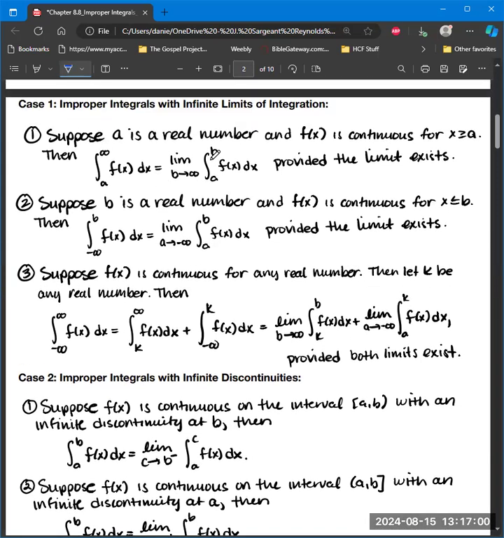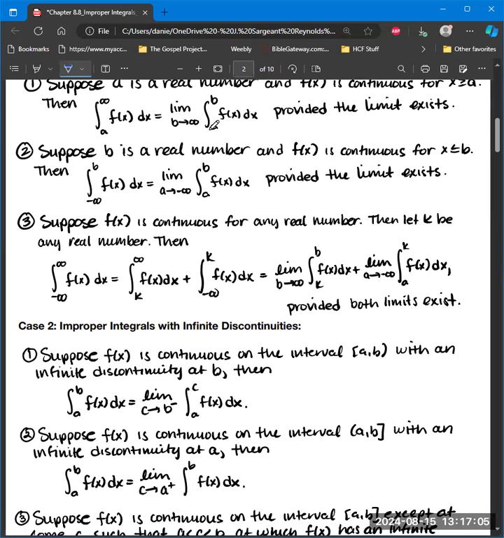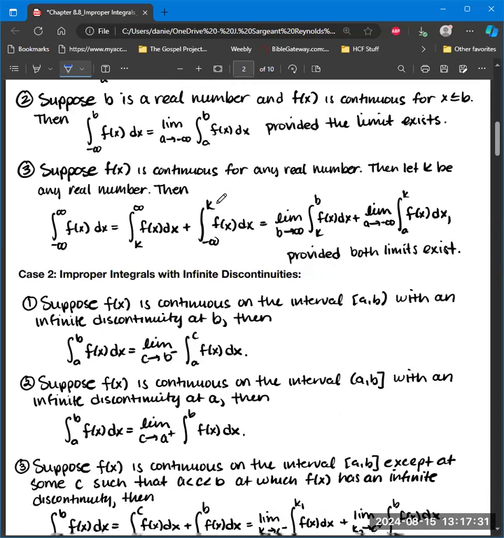If the limit exists, then the integral is going to converge. If the limit does not exist, then the integral is going to diverge. Converge and diverge are big words that we're going to talk about: convergence and divergence of these integrals. That's a concept that's really going to carry over into chapter 9, which we're getting ready for. So this is really laying the foundation for chapter 9.